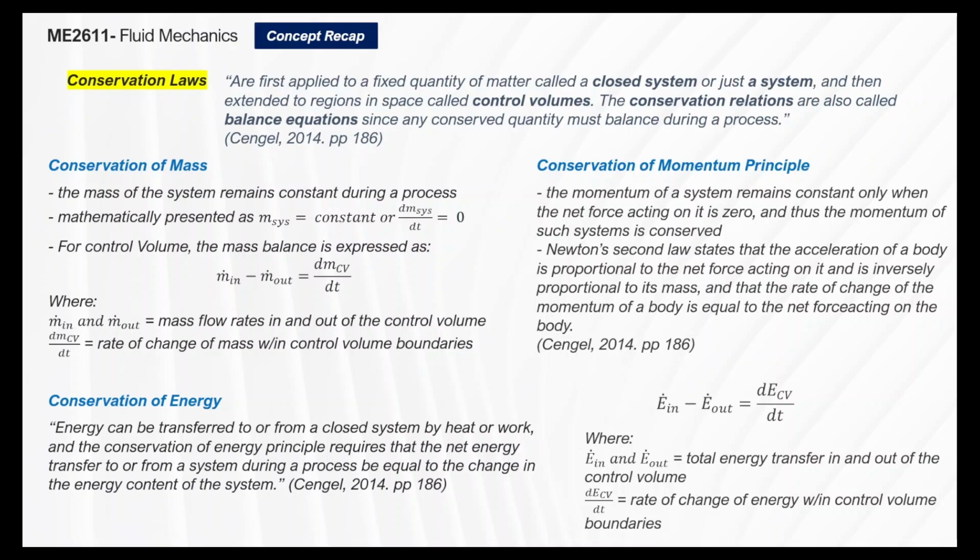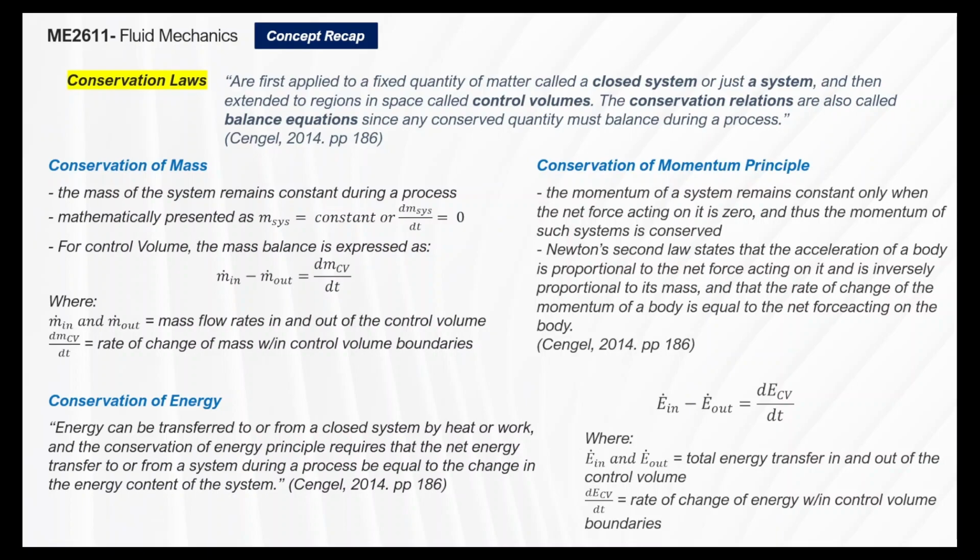So for conservation of energy, the usual statement goes: energy can neither be created nor destroyed. It can only change from one form to another. And for Cengel, energy can only be transferred to or from a closed system by heat or work. The conservation of energy requires that the energy transferred to or from a system during a process be equal to the change in energy content of the system. So energy in and energy out.